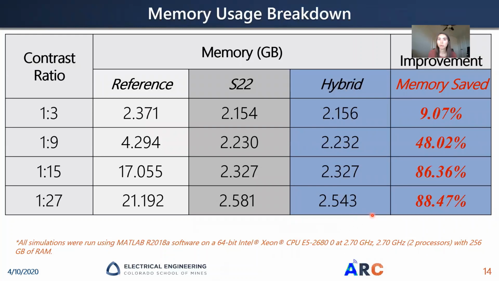Then when we look at the memory breakdown, we can see the amount of memory saved gets all the way up to 88%, which is very significant for the 1 to 27 contrast ratio, where the subgridding domains take about 2 gigabytes consistently and all the way up to 21 for that reference.